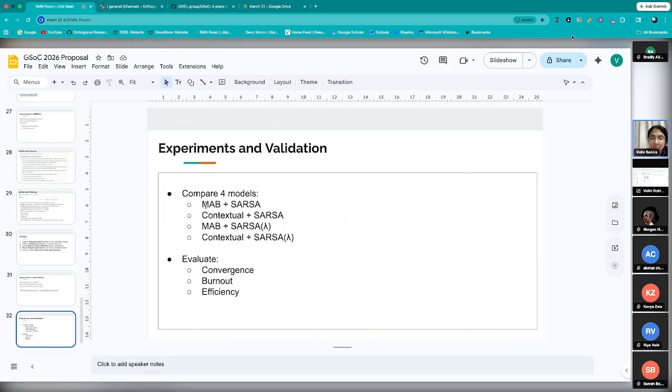Talking about the experiments and the validation, the current model is multi-armed bandits plus SARSA. But once I improve the multi-armed bandit, we will have the contextual Thompson sampling with SARSA. Then we can compare the map with the new SARSA, and then we can compare both the new techniques together and compare everything. So we will know which of the four models is better. Is the previous project better, or are the two new improvements better, or a combination of these? And then we can evaluate the convergence, burnout, and efficiency.